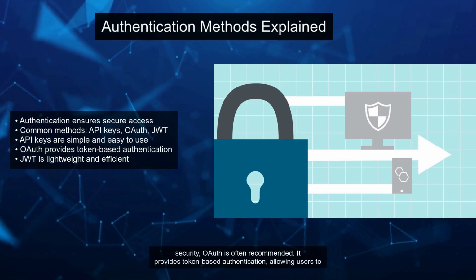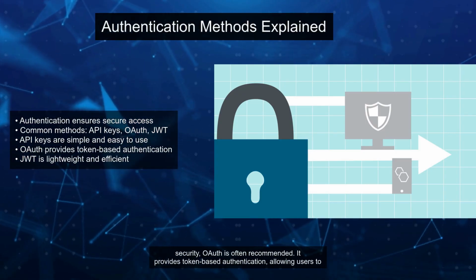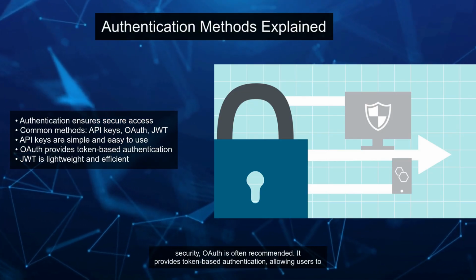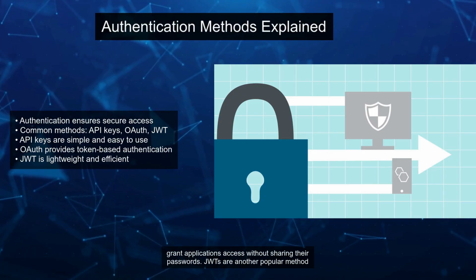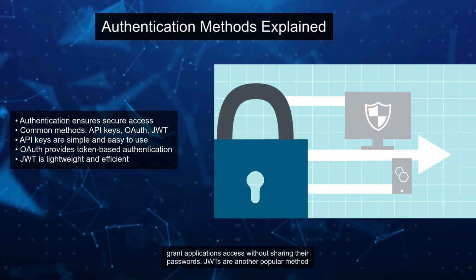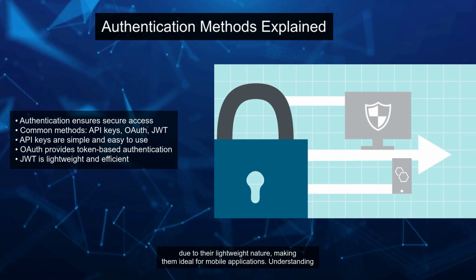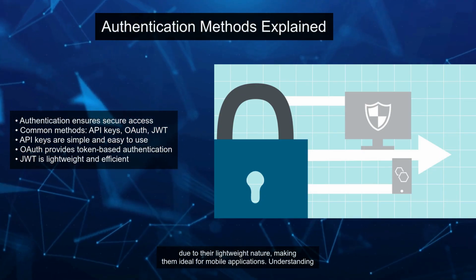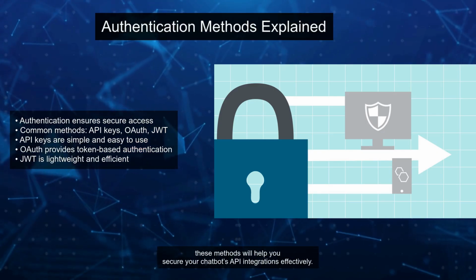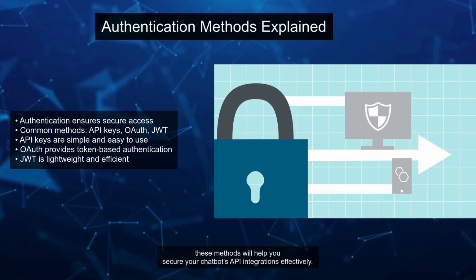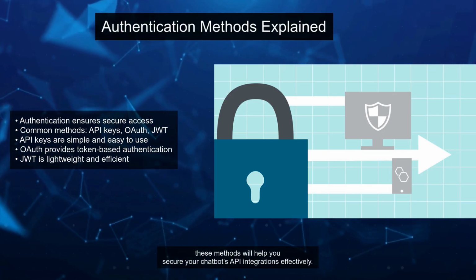However, for enhanced security, OAuth is often recommended. It provides token-based authentication, allowing users to grant applications access without sharing their passwords. JWTs are another popular method due to their lightweight nature, making them ideal for mobile applications. Understanding these methods will help you secure your chatbot's API integrations effectively.